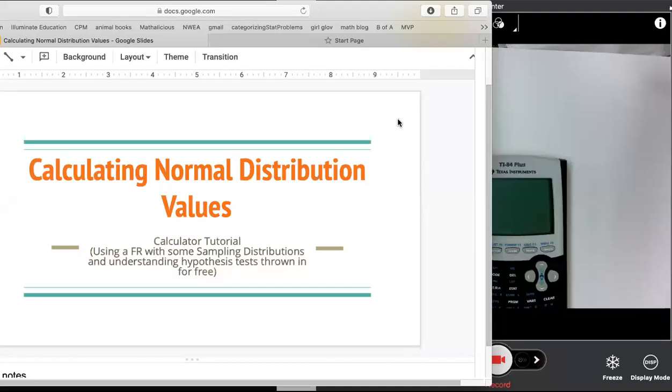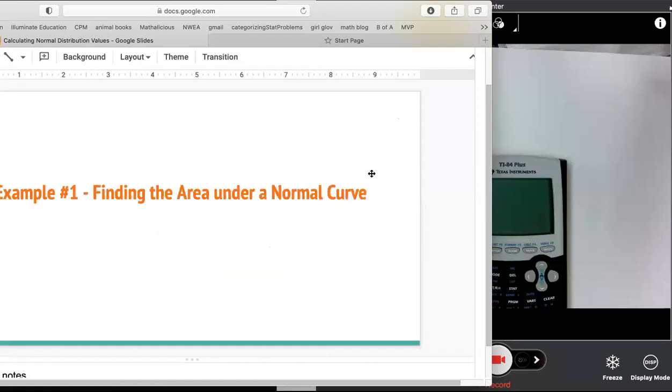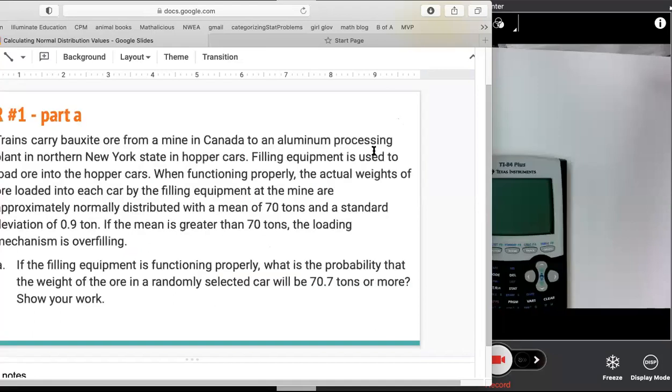Okay, hello everybody. This is normal distribution practice, calculating normal distribution using two free response questions. The first example is going to be finding the area under a normal curve, and then we'll move into a little sampling distribution, which is still an area under a normal curve.